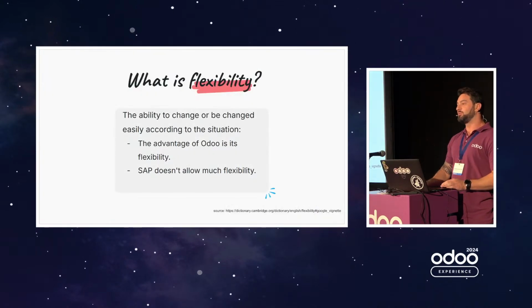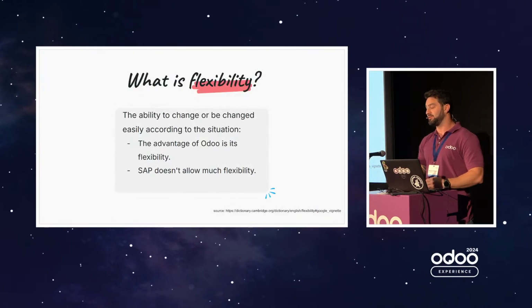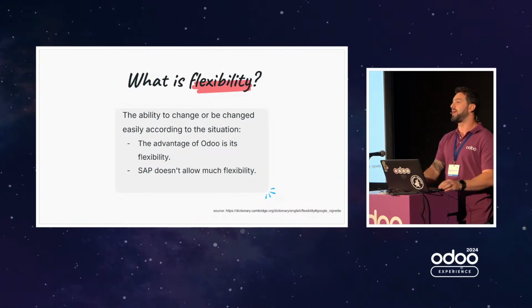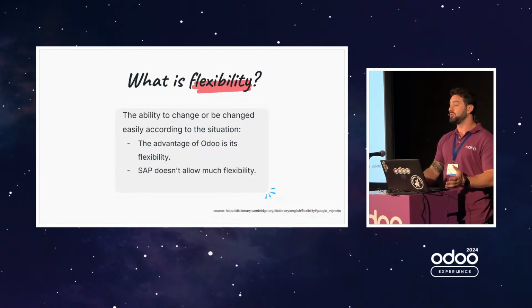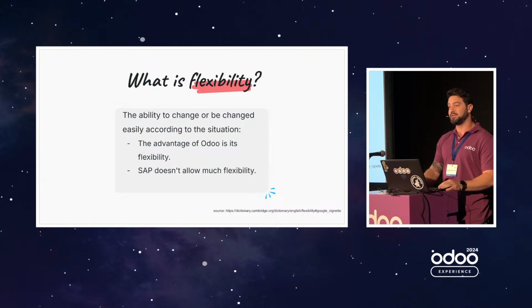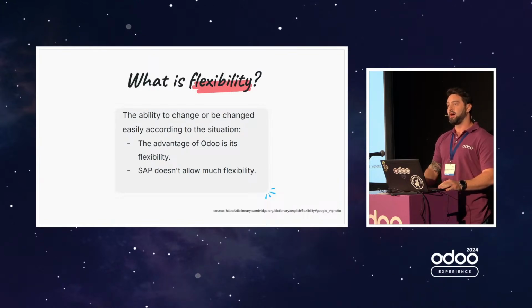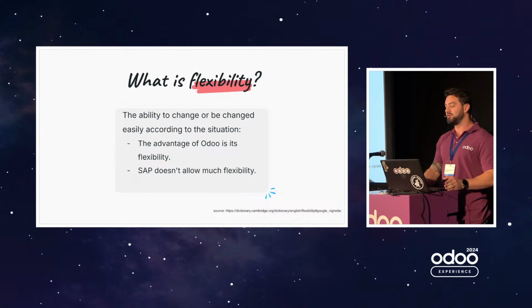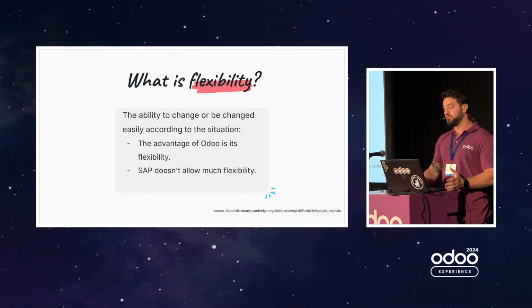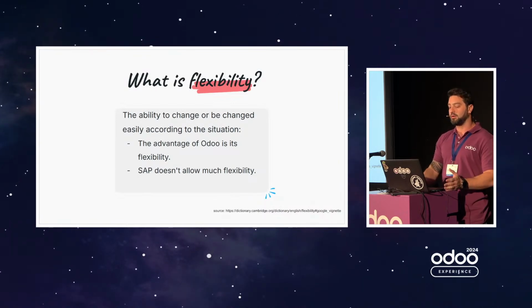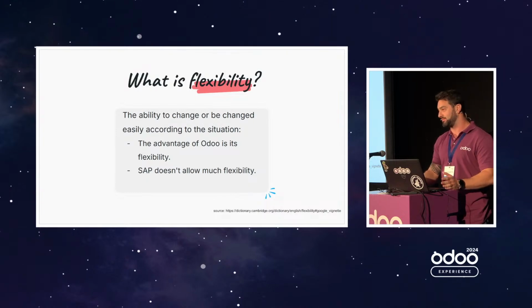I would like to start with the definition of flexibility. Flexibility, according to the Cambridge Dictionary, is the ability to change or to be changed easily according to the situation. I have put it in two sentences so we can better understand: the advantage of Odoo is its flexibility, while SAP doesn't allow much flexibility.